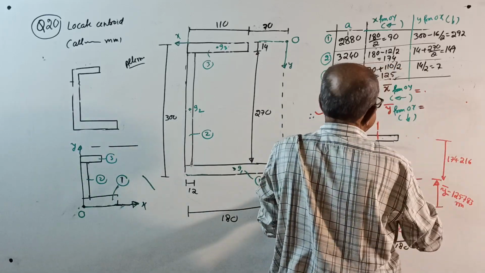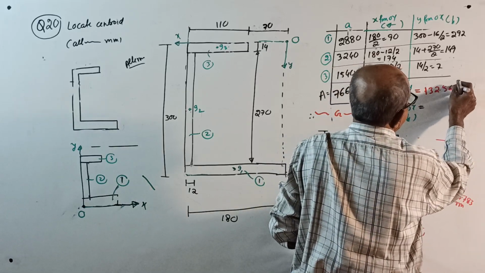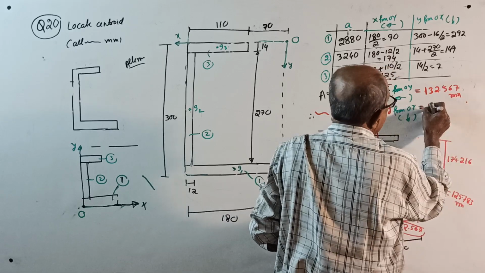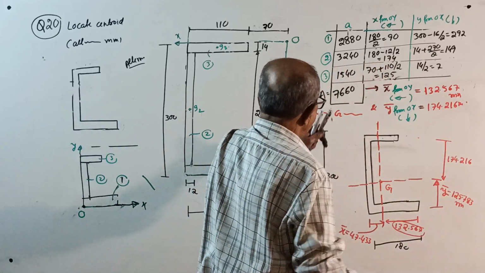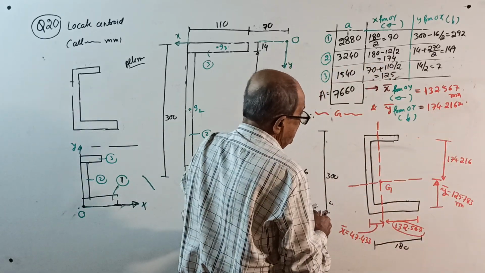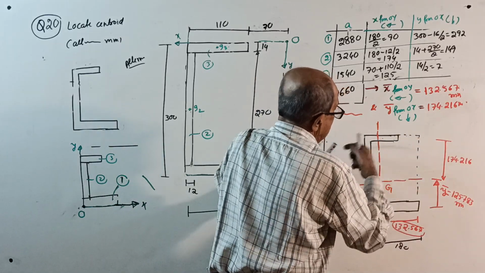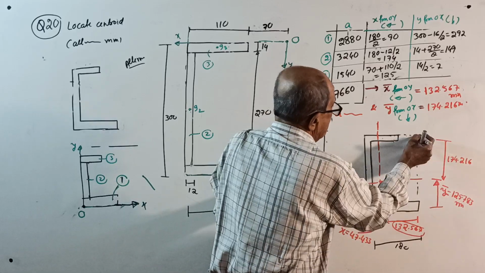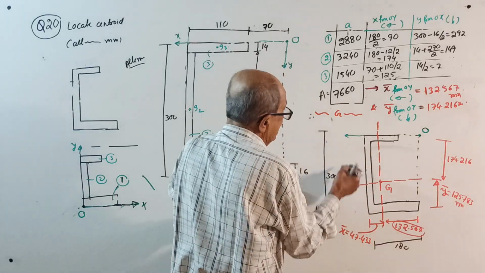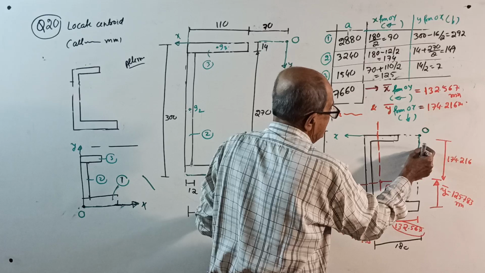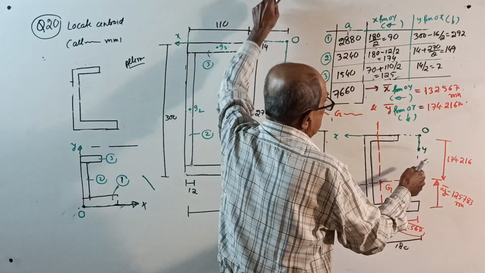X bar will come, I already calculated there, 132.567 millimeter, and y bar 174.216 will come. Okay, now write. Therefore, centroid G will be, see, this is your origin now. This is the origin, be careful. This is the origin O. We took x this side, last time I forgot to mention here, okay. And we took y like this. Last time you write here, this way x, this way y. Okay, now x bar we got how much?